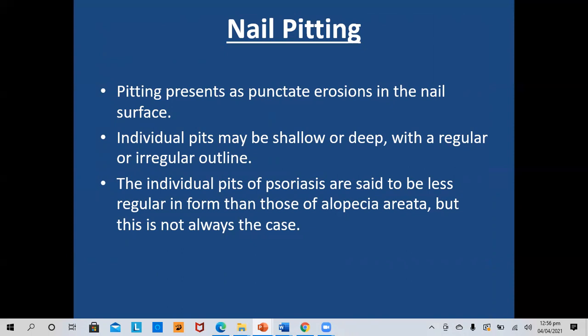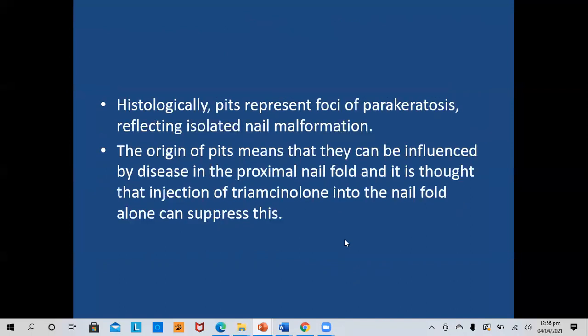So if we classify the diseases with regular pits and irregular pits, then among the regular nail pits, alopecia areata will be on the top, and psoriasis pits are relatively irregular in size, shape, and distribution. Histologically, the pits resemble focal areas of parakeratosis, reflecting isolated nail malformation.